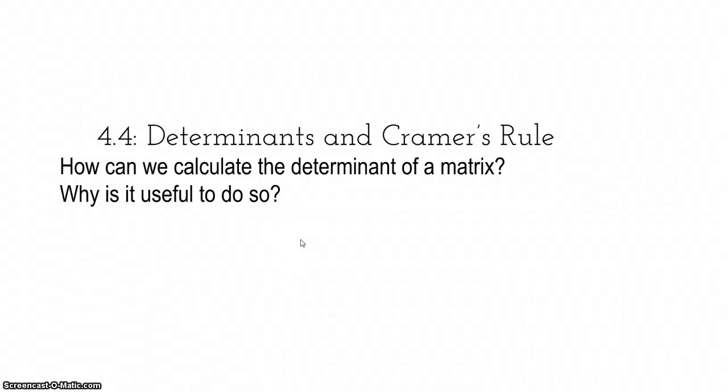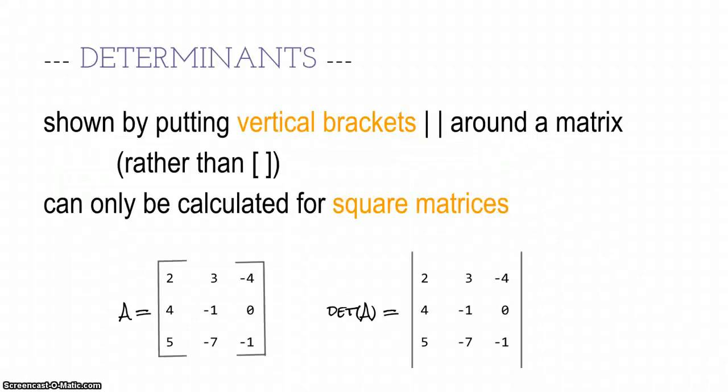Okay, so when we talk about determinants and Cramer's rule, which happens in section 4.4 out of your textbook, basically what we're trying to figure out is how can we calculate the determinant of a matrix, and why is it useful? Why do we care? Okay. First of all, we need to know what a determinant is.